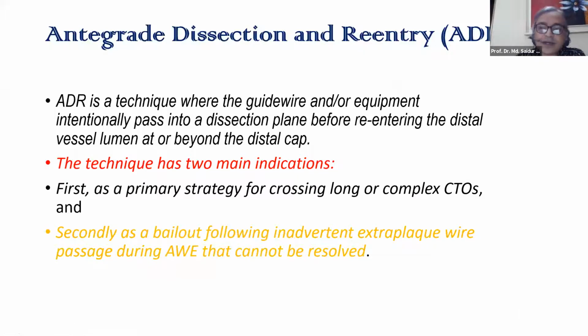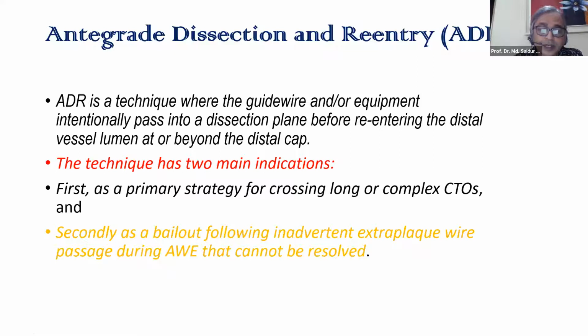Dissection and re-entry is a technique where the guide wire and other devices intentionally pass into the dissection plane before re-entering the distal true lumen. Our main purpose is to go to the distal true lumen. There are two main indications. First, it is the primary strategy for crossing longer complex CTOs, or secondly, a bailout following inadvertent extra plaque wiring passage which is not at all going into the true lumen.